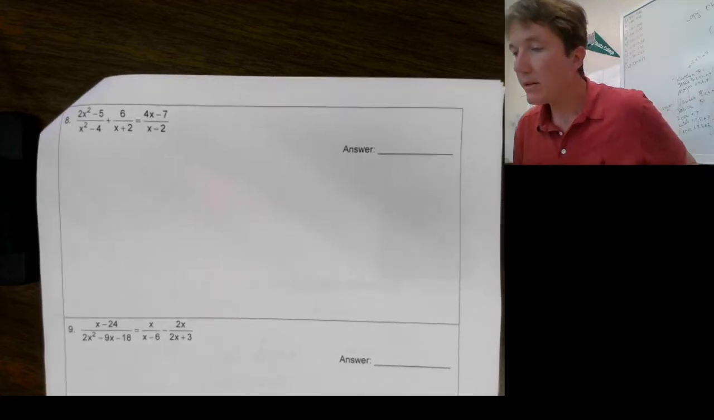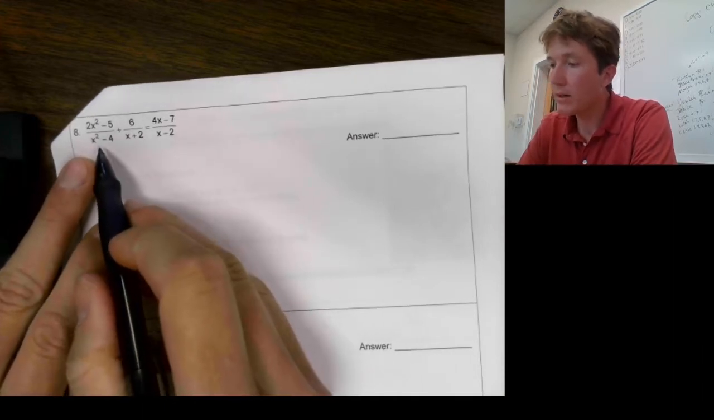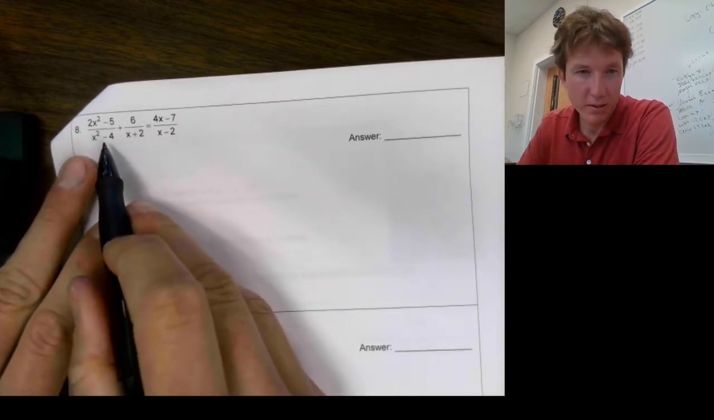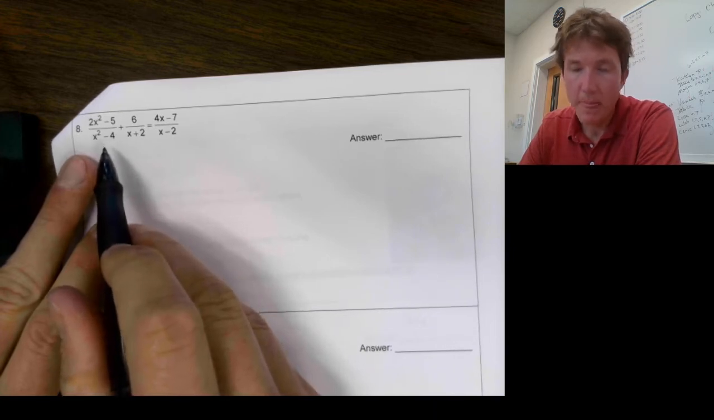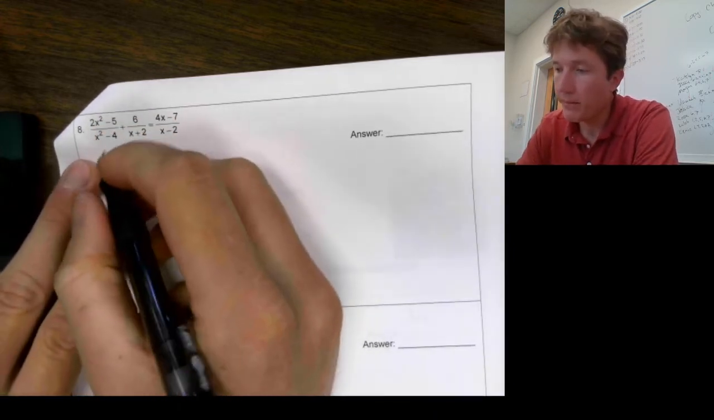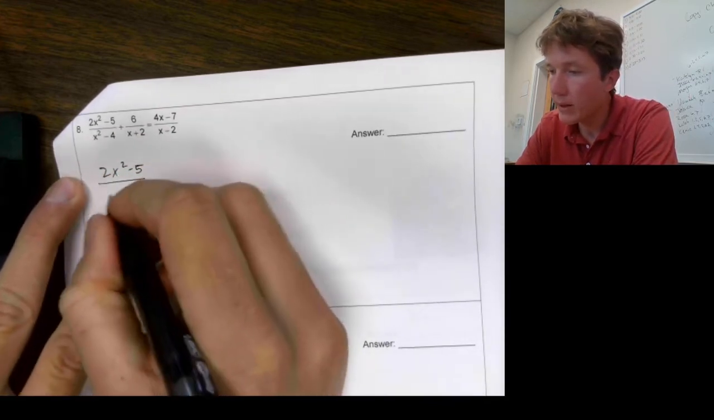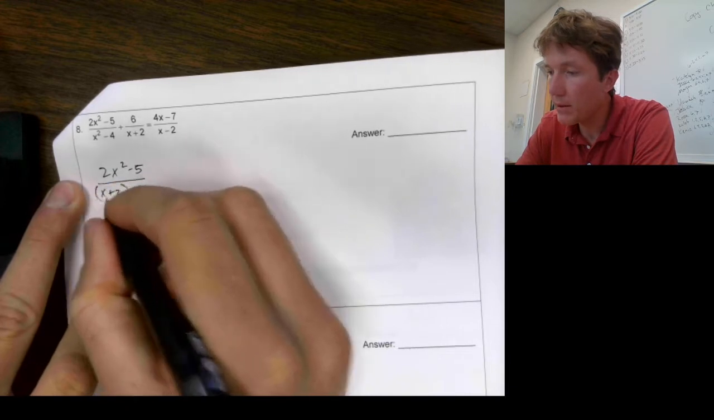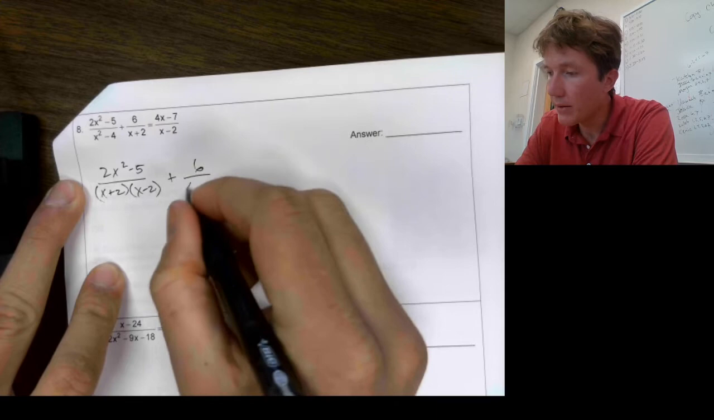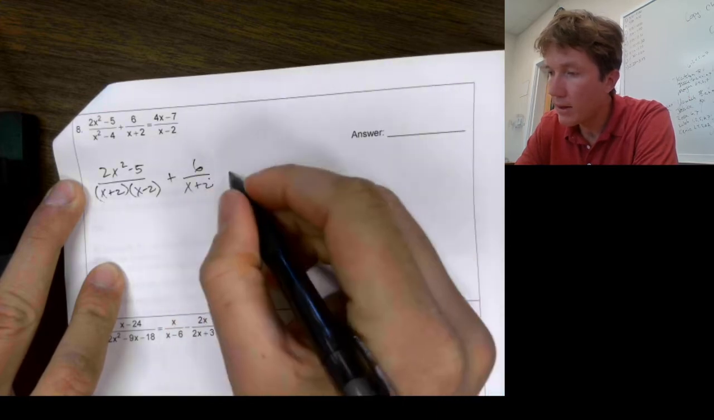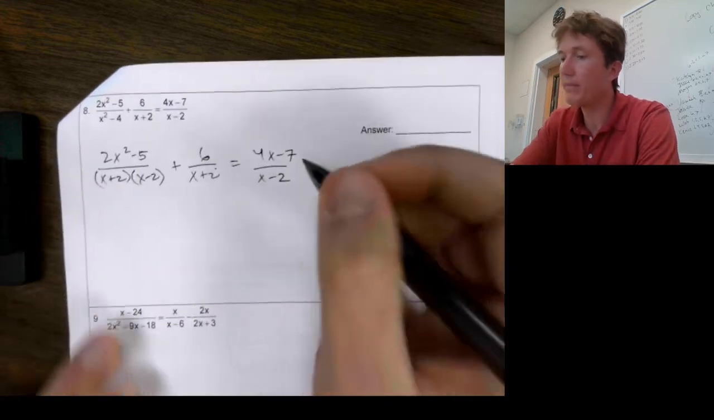Alright, so this last page, more of the same. So I've got, just looking at this first term here, this is x squared minus 4, that's a difference of 2 squares. So I will factor that. So that's going to be x plus 2 times x minus 2 plus 6 over x plus 2 equals 4x minus 7 over x minus 2.